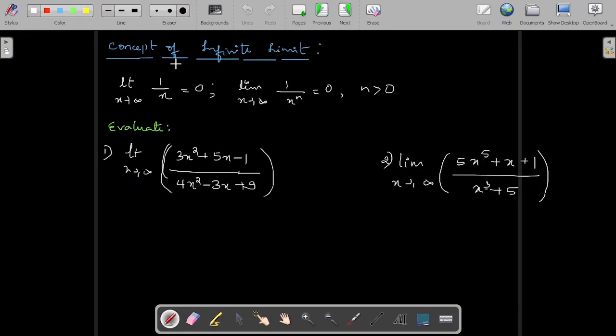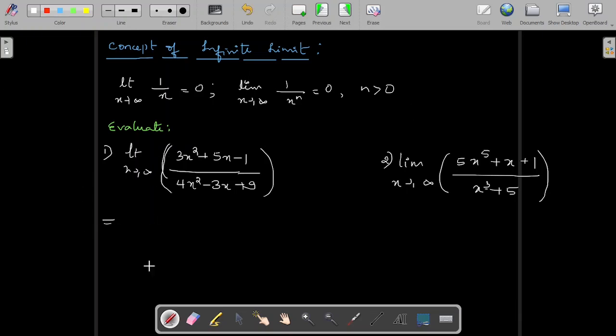Now let's see the concept of infinite limit. We have here limit of 1 by x as x tends to infinity is always equal to 0, because 1 by infinity is 0. Similarly, limit of 1 by x to the power n as x tends to infinity is always equal to 0, where n is greater than 0. Using this result only, it is extended to 1 by x to the power n also. Therefore, in these two cases there exists limit x tends to infinity. Such limits are limits having infinity as the limiting value.